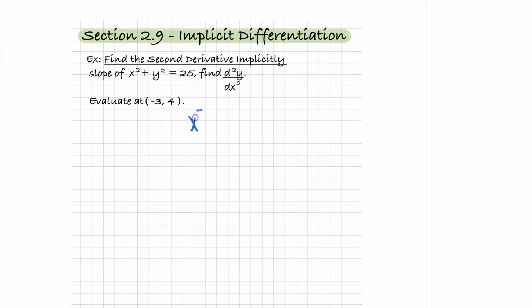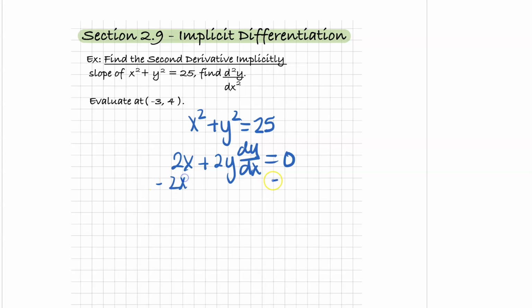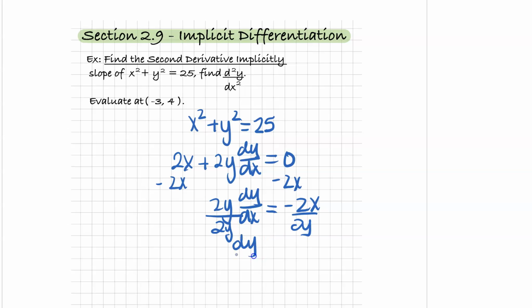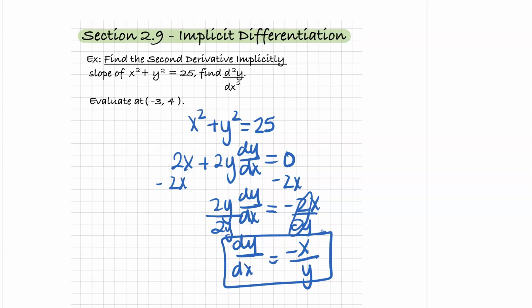So first of all, here's our original function, x squared plus y squared equal to 25. So I'm going to take the derivative. That would be 2x plus 2y dy/dx equal to 0. I'm going to clean this up. Subtract the 2x over, so it gives me 2y dy/dx equal to negative 2x. Then divide by 2y. So dy/dx is equal to, those 2's will reduce, negative x over y. And that's my first derivative.